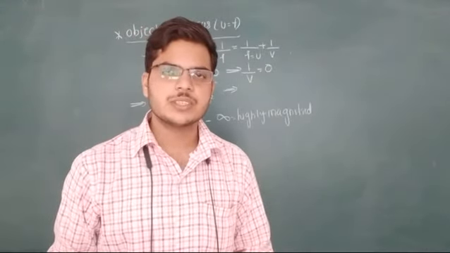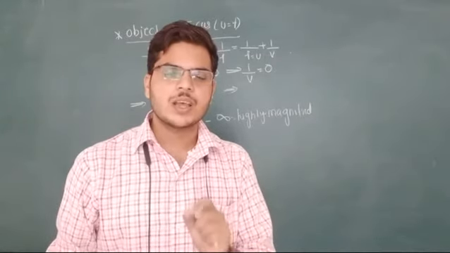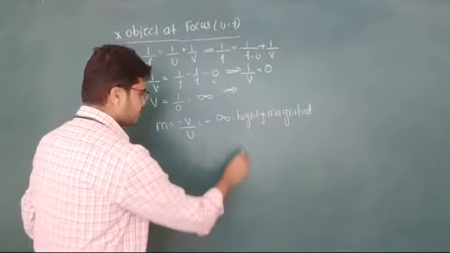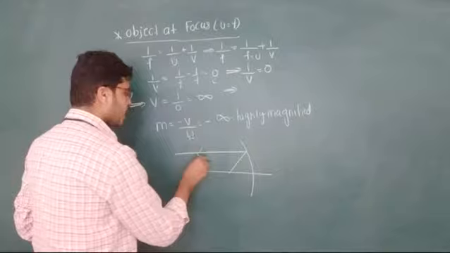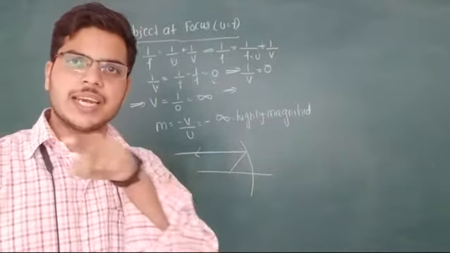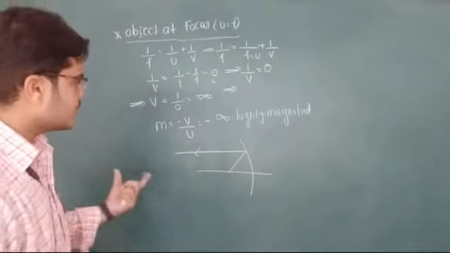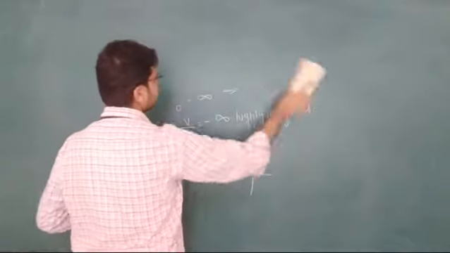What is the meaning of this? If you place the object at the principal focus, after reflection the ray is going parallel like this. After reflection it is going like this, parallel. The image is forming at infinity. Means a parallel ray of light is produced. This is the meaning. This is the second case.